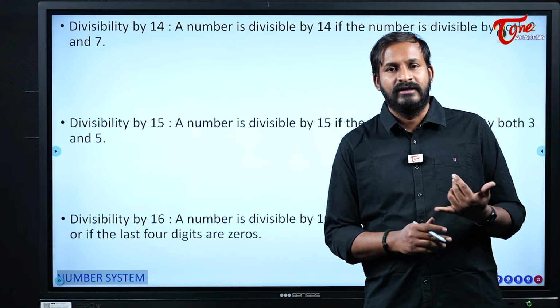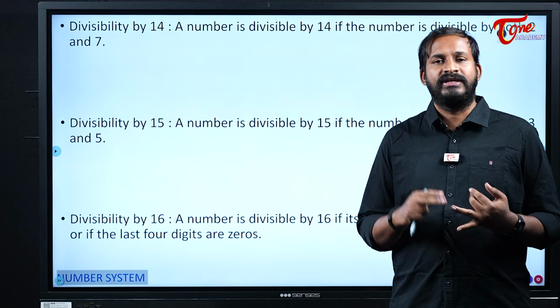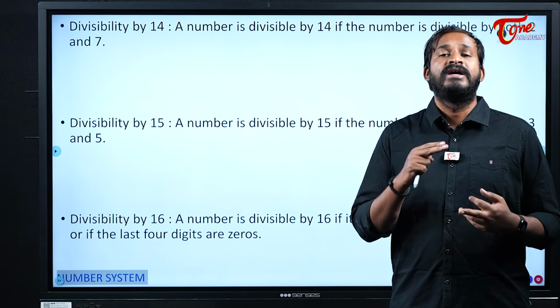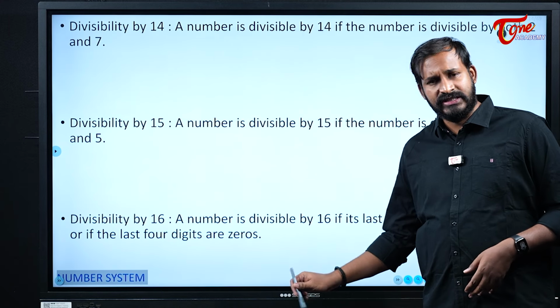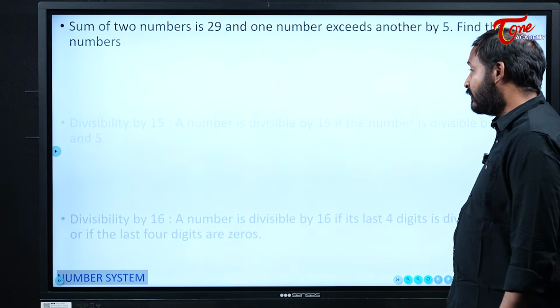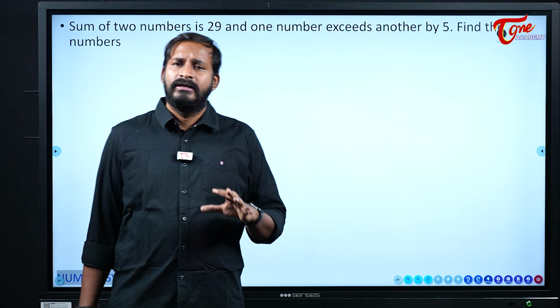See, it is like a chain for 4, 8 and 16. If you observe, for 4, we will check the last 2 digits. For 8, we check the last 3 digits. For 16, we check the last 4 digits, or the last 4 digits are zeros. Nothing to worry about it. Right? Now, these are the things about the divisibility rules.